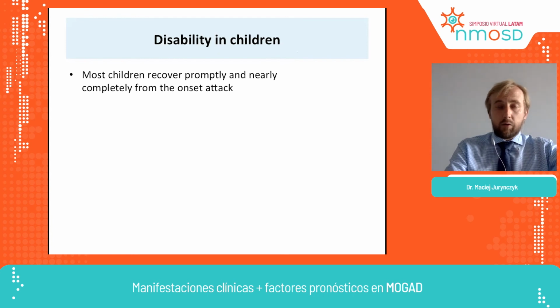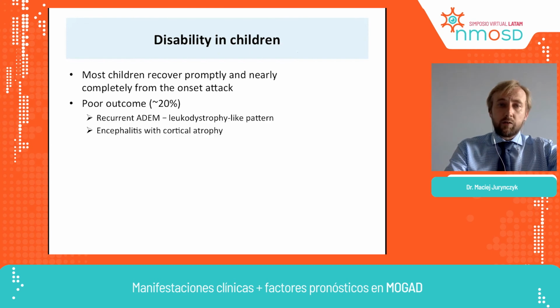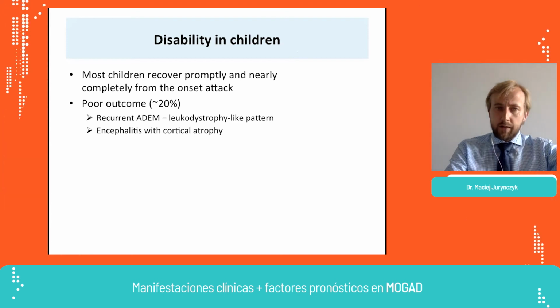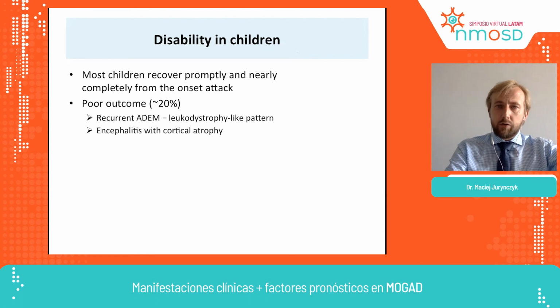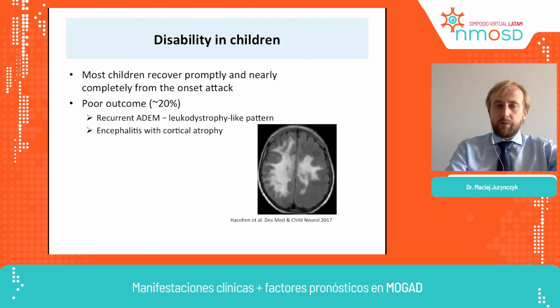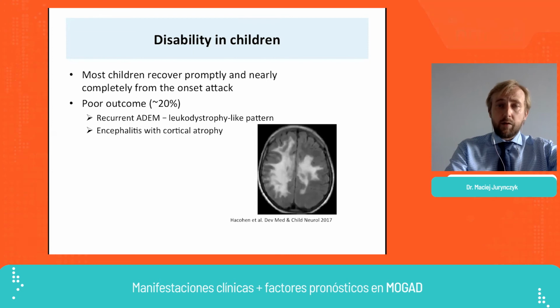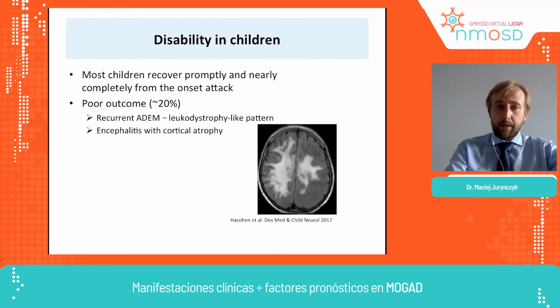Some might have poor concentration or some learning difficulties, but poor recovery is seen in around 20% of children, and this is linked with two main situations. The first one is recurrent ADEM, leading to a striking leukodystrophy-like pattern on imaging, and the second situation is encephalitis that predominantly affects the cortex and leads to cortical atrophy. So children with poor outcome might have progressive cognitive decline, visual loss, cerebellar ataxia. In around 20%, we might encounter post-ADEM epilepsy.